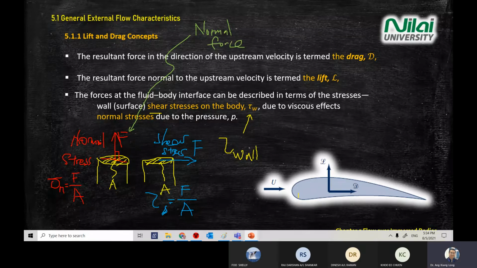Because it's 90 degrees to the area. What do we call this blue color force that gives you shear stress? We call it shear force. Both are forces. Apologize for my writing. Shear force, both also F, but by looking at the text itself, normal means 90 degrees. Shear force means the force is parallel to the area.